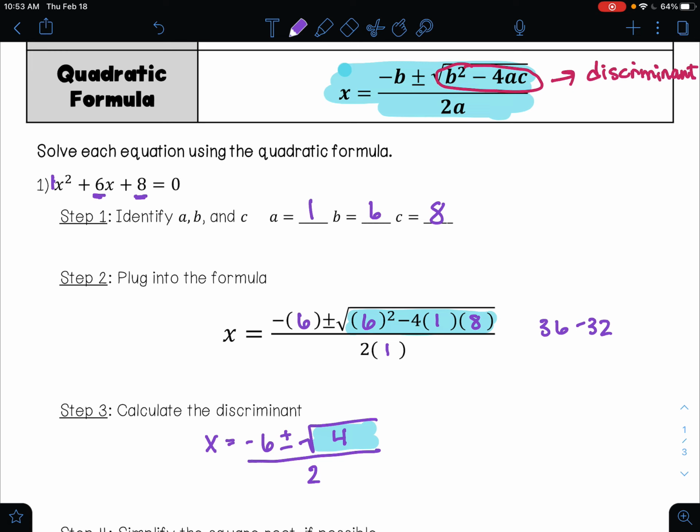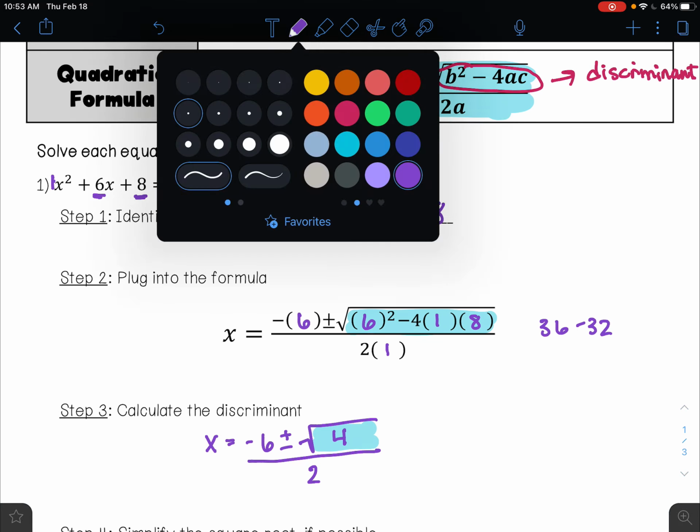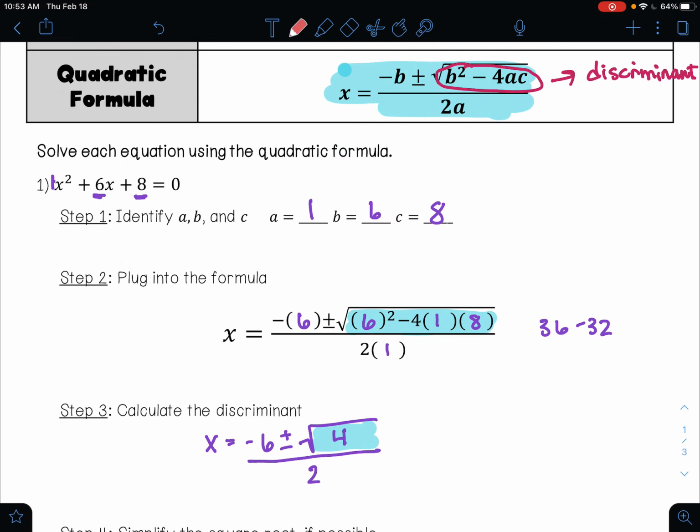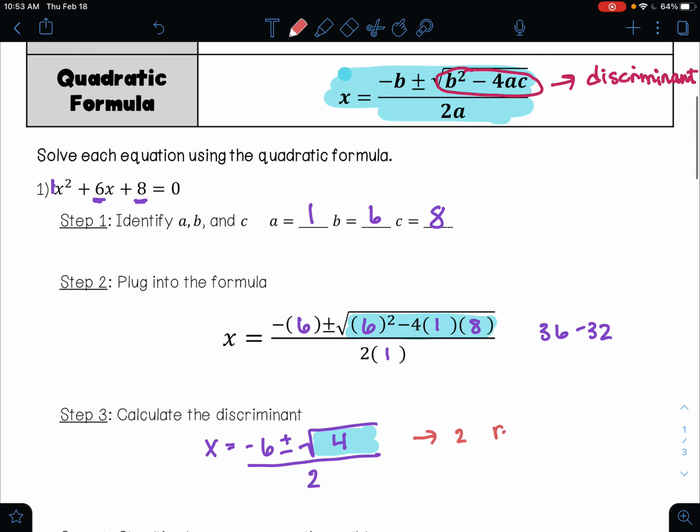Well, what do we know about a positive discriminant? A positive discriminant means that we are going to have 2 real solutions. So because my discriminant is 4, that means in the end I should get 2 real solutions, meaning I should have 2 x-intercepts.